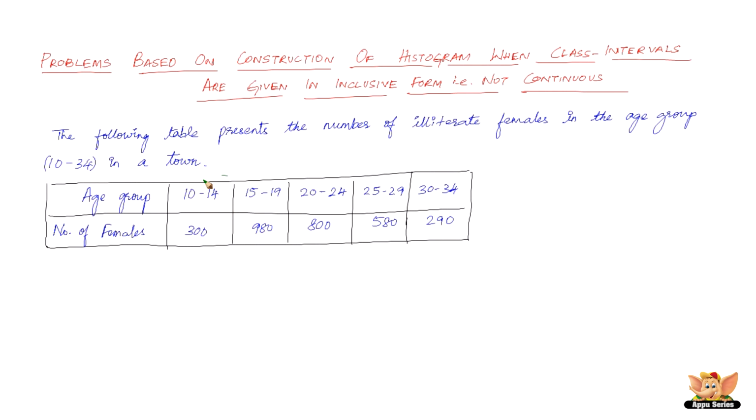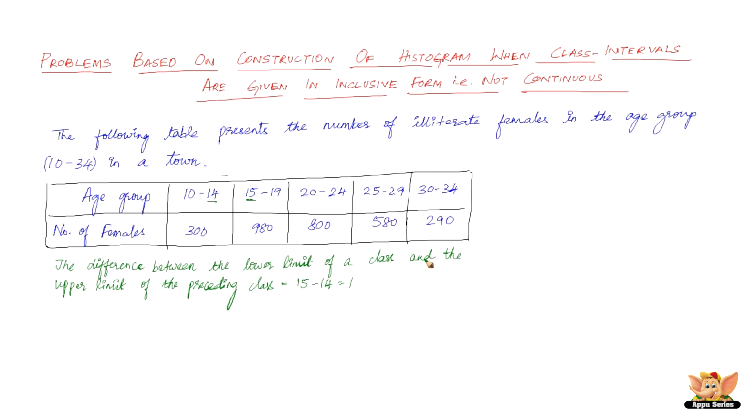So now, as per the procedure given in the previous video, the difference between the lower limit of a class and the upper limit of the preceding class is 1, that is h. So 15 minus 14. So here it is. The difference between the lower limit of a class, that is 15, and the upper limit of the preceding class, that is 14, is 1.